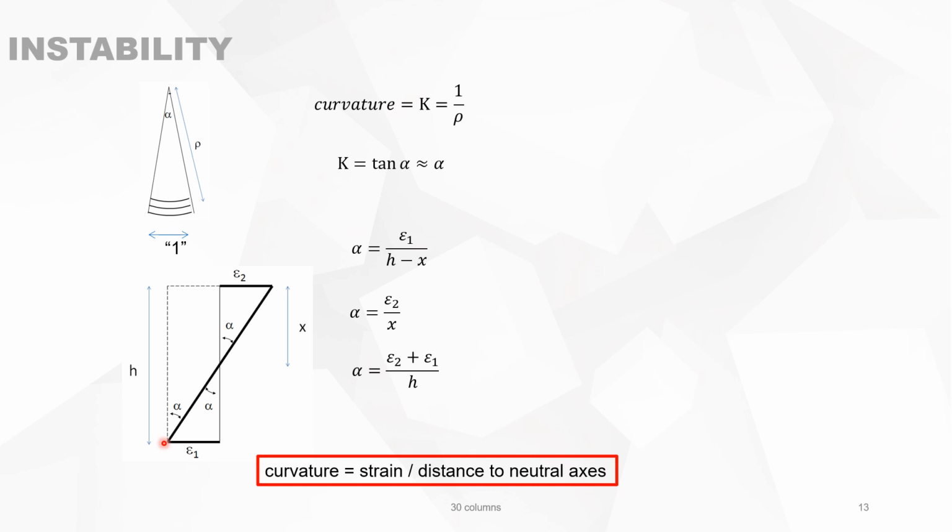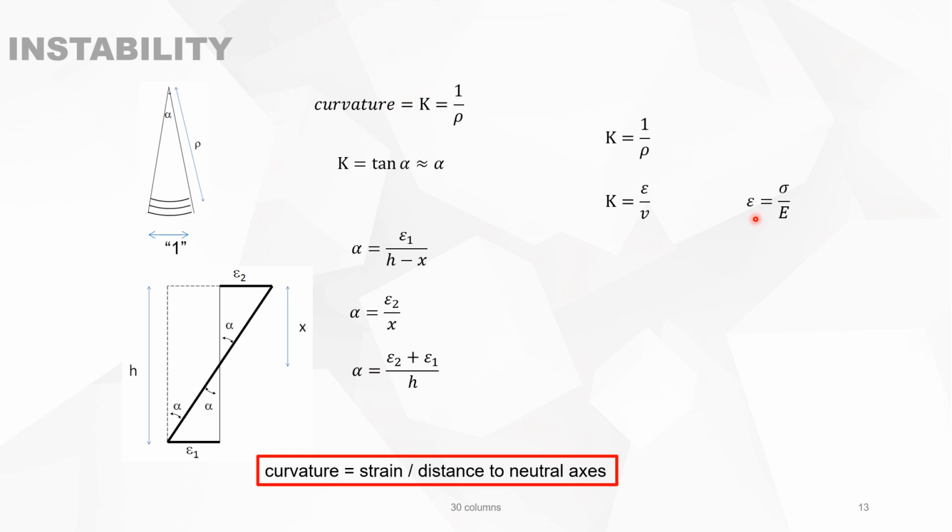So you will see that however you look at it, the curvature K is equal to a strain over a distance to the neutral axis. So this is the curvature. It's 1 over rho. The curvature is a strain divided by the distance to the neutral axis.